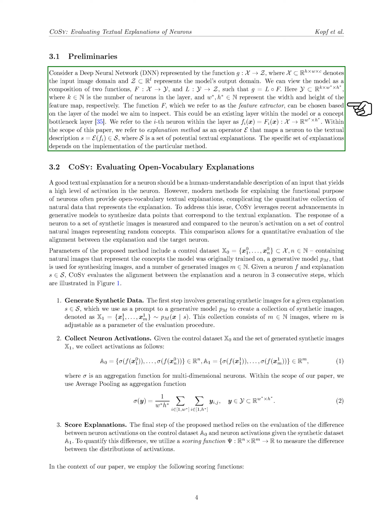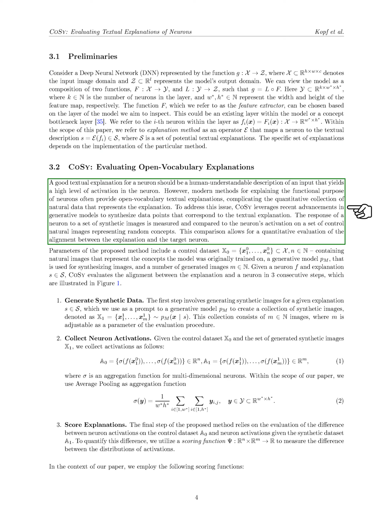COSY aims to evaluate open vocabulary textual explanations for neurons. It leverages generative models to create synthetic images based on textual explanations. The response of a neuron to these synthetic images is compared to its activation on natural images representing random concepts. This comparison allows for a quantitative evaluation of how well the explanation aligns with the target neuron.